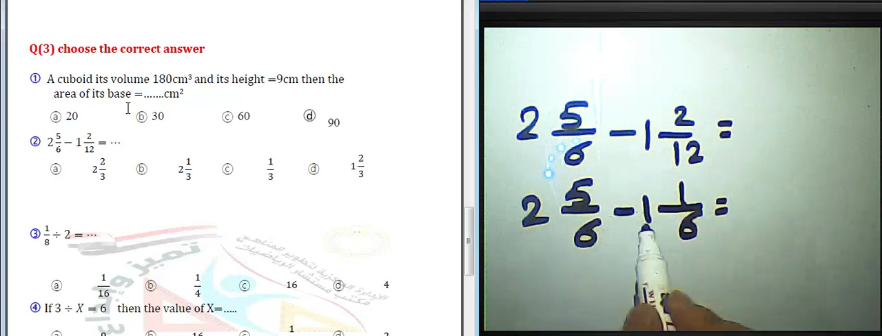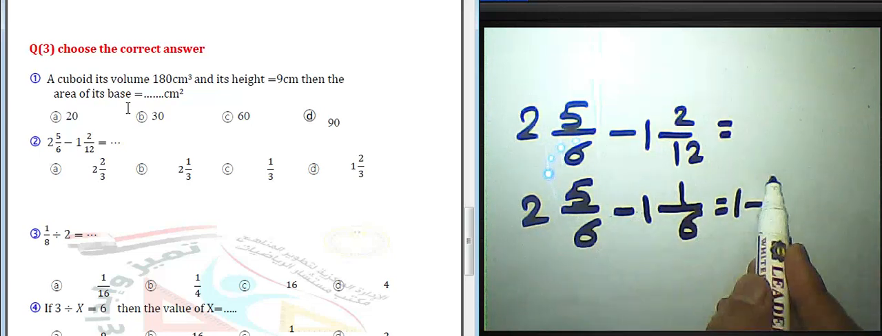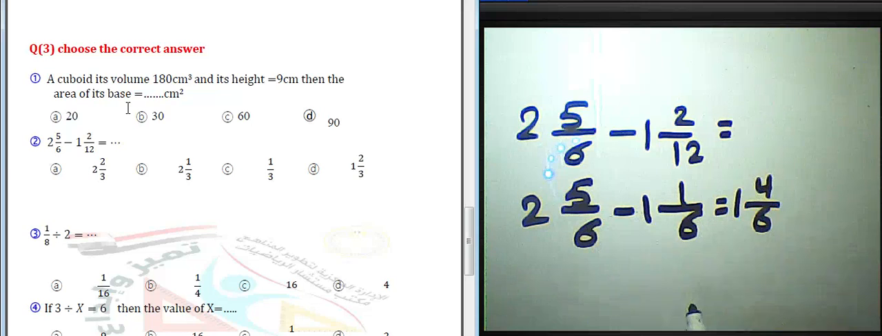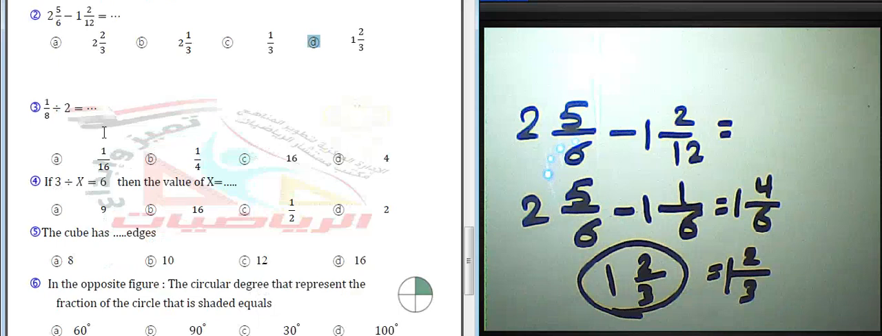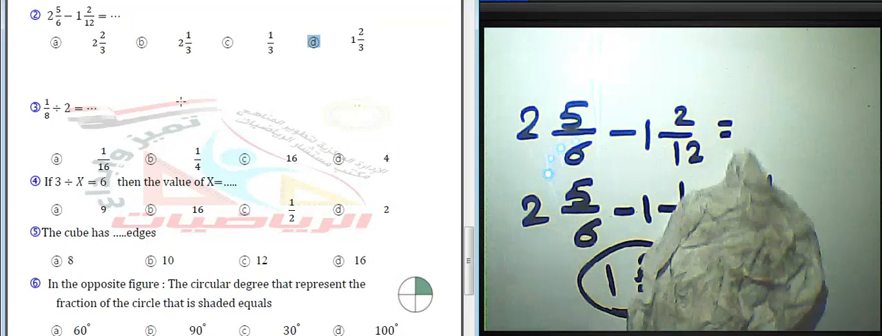It will be what? 2 minus 1 equals 1 and 5 minus 1 equals 4. And we can write 6 in the denominator. And you can simplify the result yourself, it's very easy. 4 divided by 2 equals 2 and 6 divided by 2 equals 3. The result will be 1 and 2 over 3. It's the result of this question. Choose letter B here. Okay, the result is letter B. Question 3. 8 divided by 2.